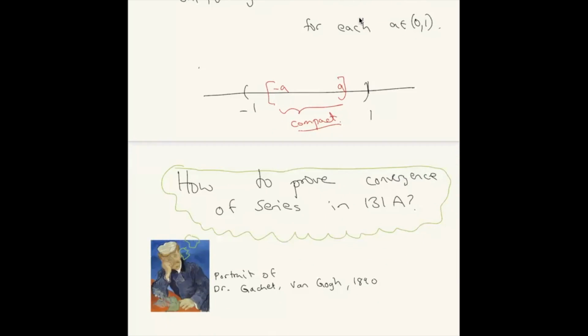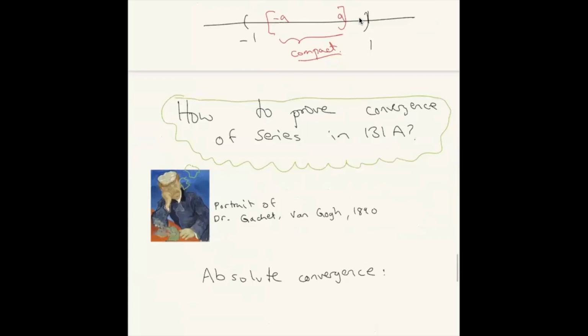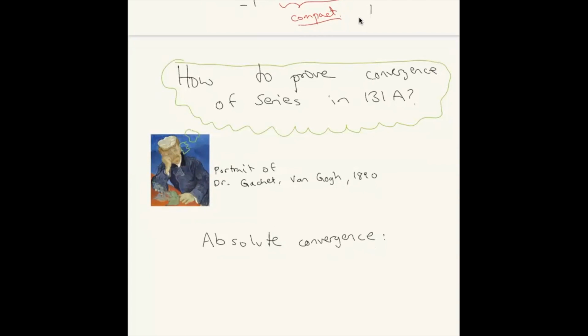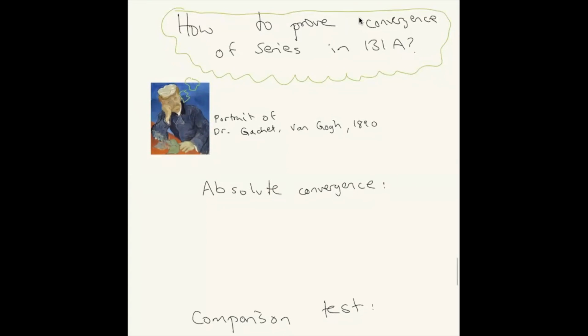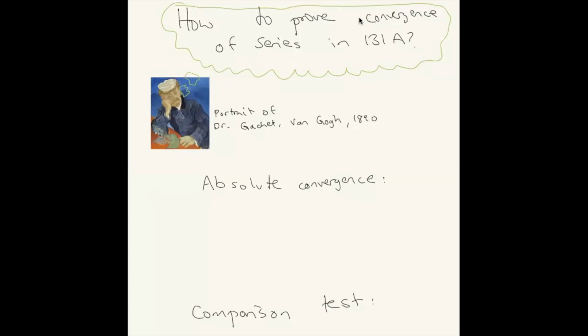Well, before you talk about series of functions, you have to understand how you prove a series converges in 131A. The tools that we will use are basically refinements of the tools that we had in 131A. There are a million different tests that you could apply, but essentially there are only two tests. Everything else is a refinement or variant of these two. There is the absolute convergence test and there is the comparison test.